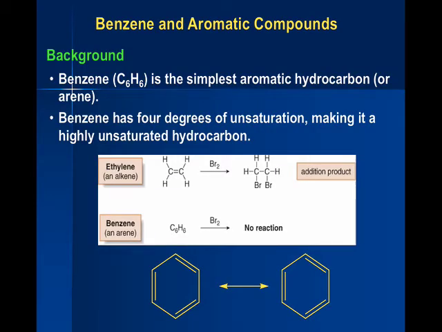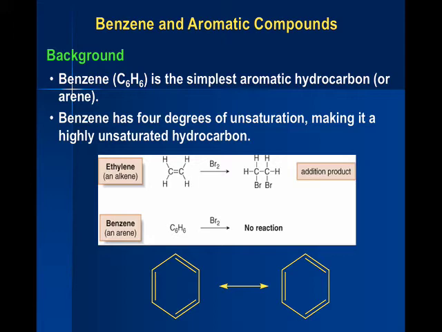Okay, so benzene, there's the structure, right? C6H6, it's one of the simplest aromatic hydrocarbons. It is certainly one of the oldest that we know of. It has 4 degrees of unsaturation. Can you tell me where it gets all 4 degrees of unsaturation?